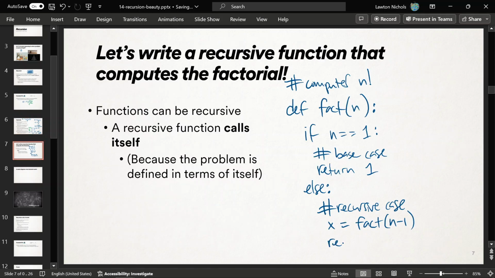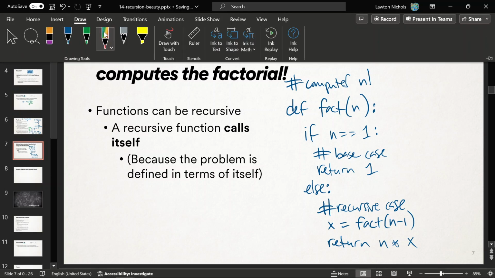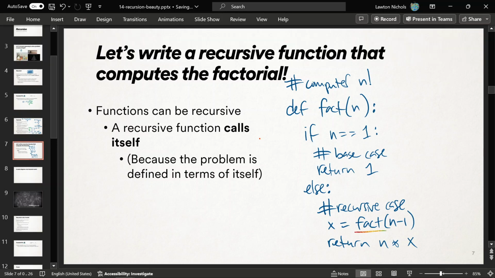So return n times x. See that? And so this is a smaller call. It's called the recursive call. It's us programming our recursive case. You have to call yourself because it's your job to calculate the factorial. You hand it off to yourself.